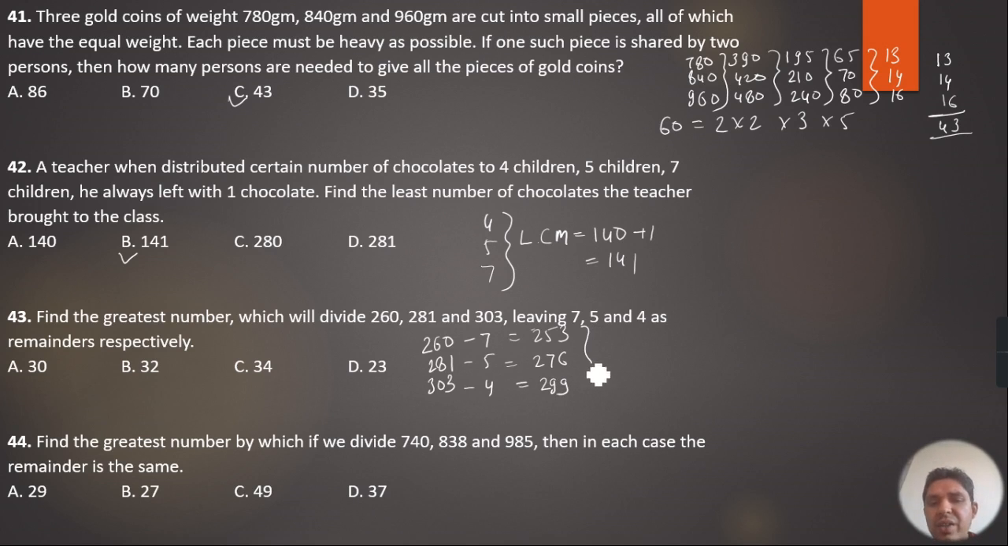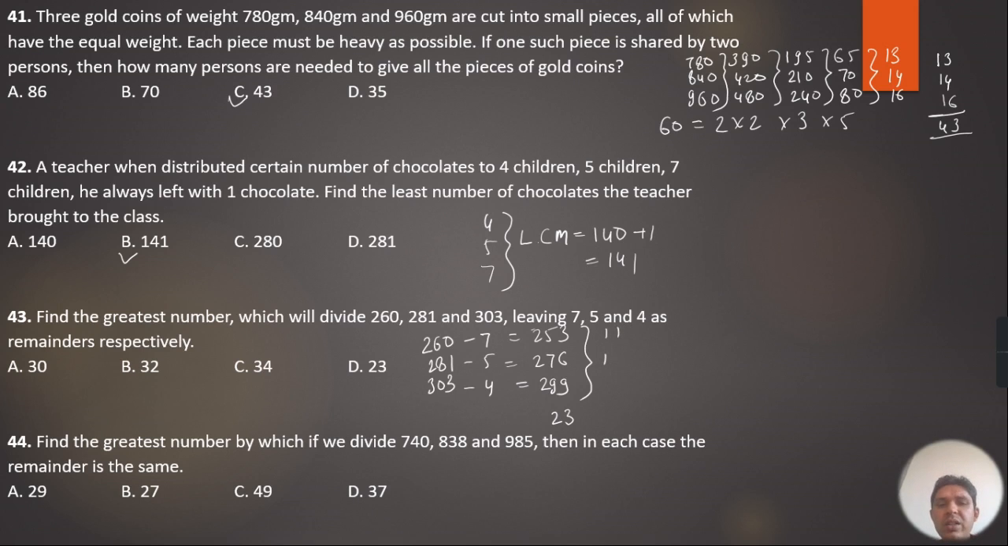Now find the HCF of all the given numbers. Find the first number that can divide all the given numbers. So the numbers will be, the HCF will be 23. So let us check divisibility by 23. 23 1s are 23 and 23 1s are 23. This is divisible.